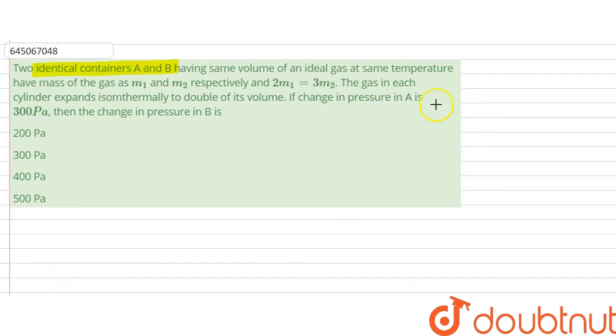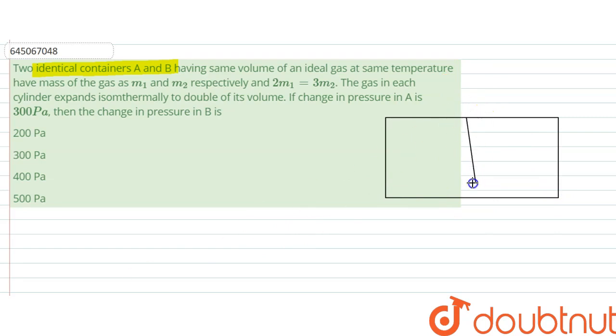Hello, we are given a question, and the question says two identical containers A and B. So there are two identical containers. I'll draw the diagram, and let's say there is a partition here. So these are two identical containers.